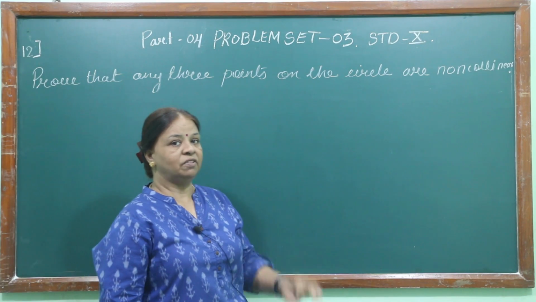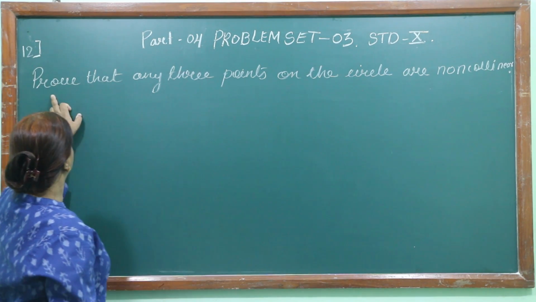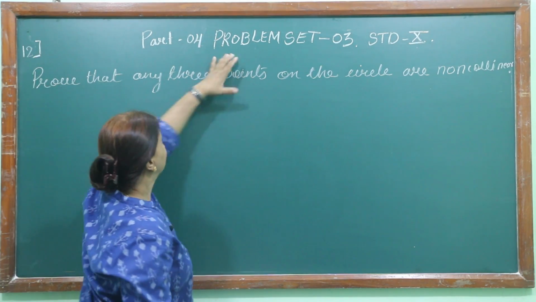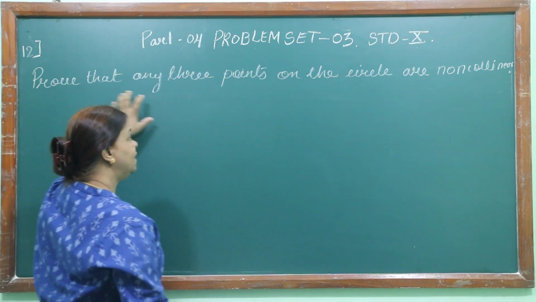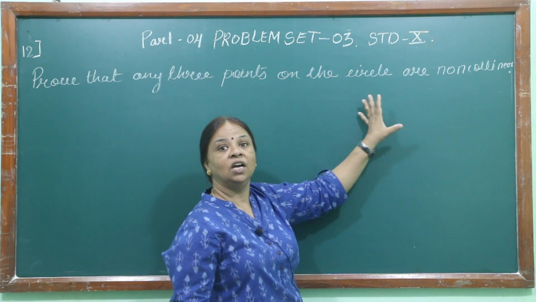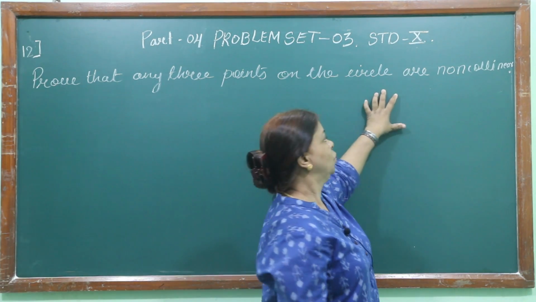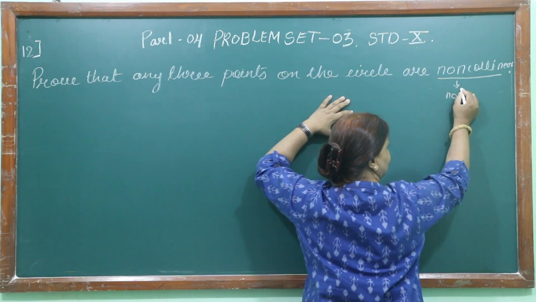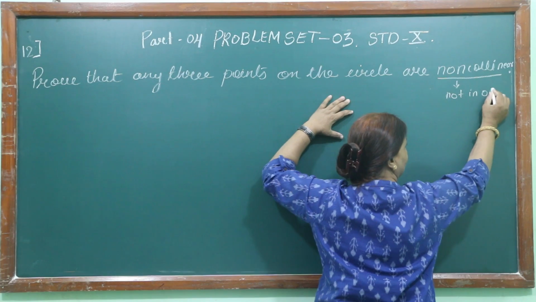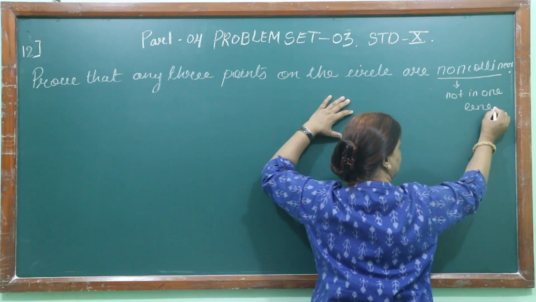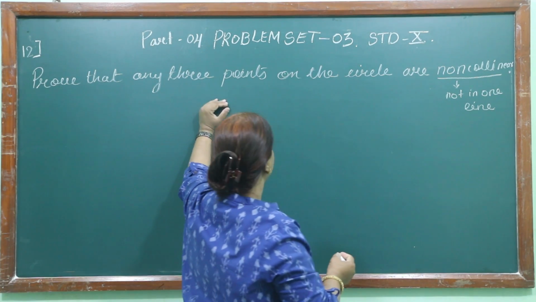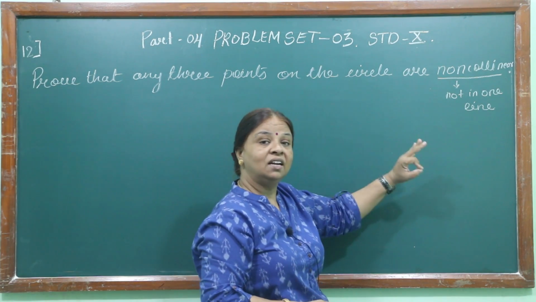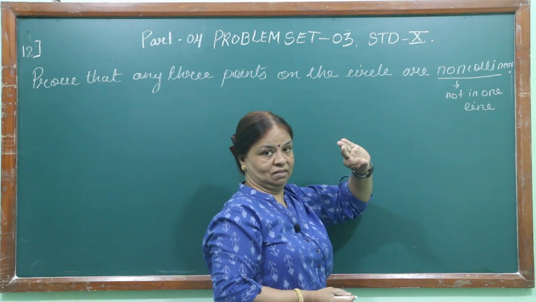So in this we will begin with the 12th sum of your practice set, problem set exercise. Prove that any 3 points on the circle are non-collinear. Non-collinear means not in one line. And the points are on the circle, and we need to prove that they are not in one line.